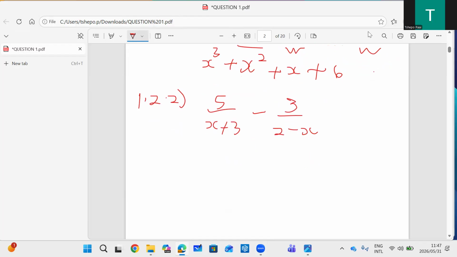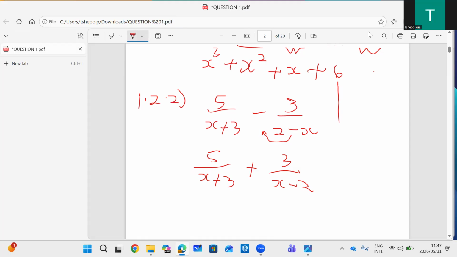So we want this second term to start with x. So it's x plus 3. So we will take out the negative as a common factor. Negative times negative is positive. Then we have 3 over x minus 2.